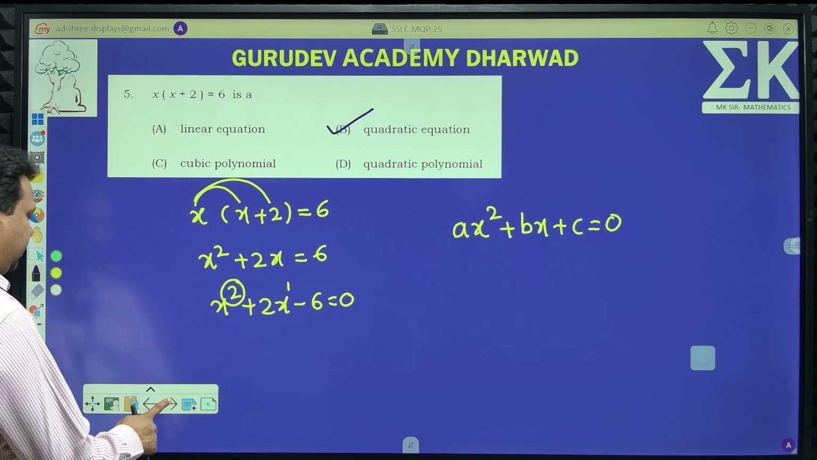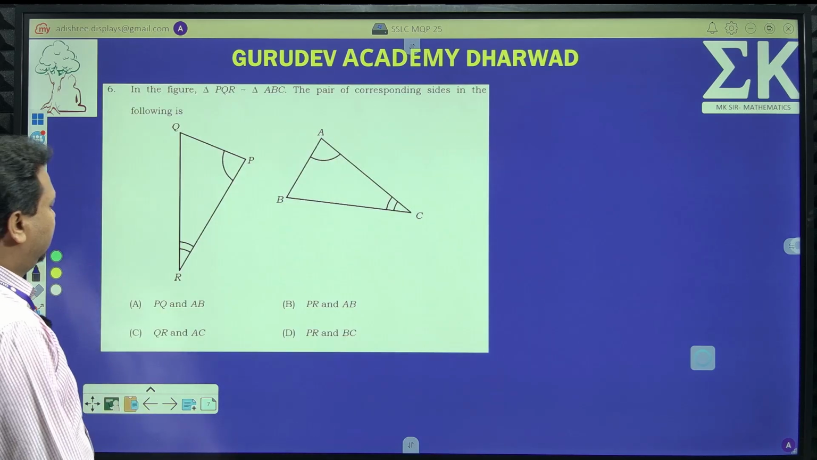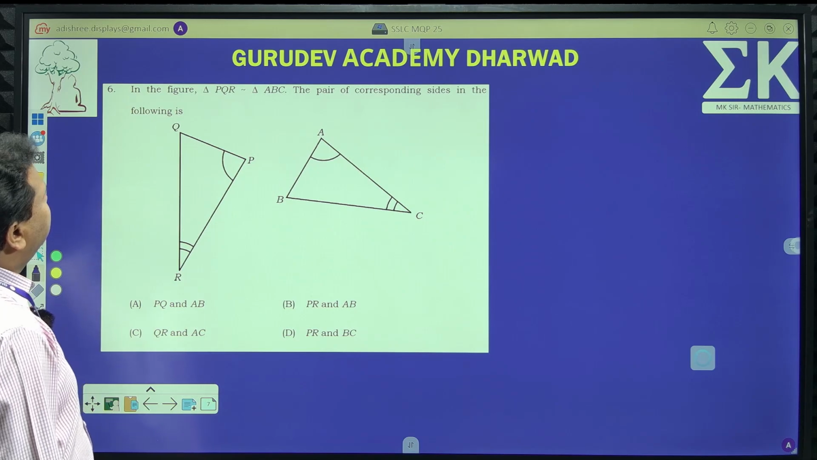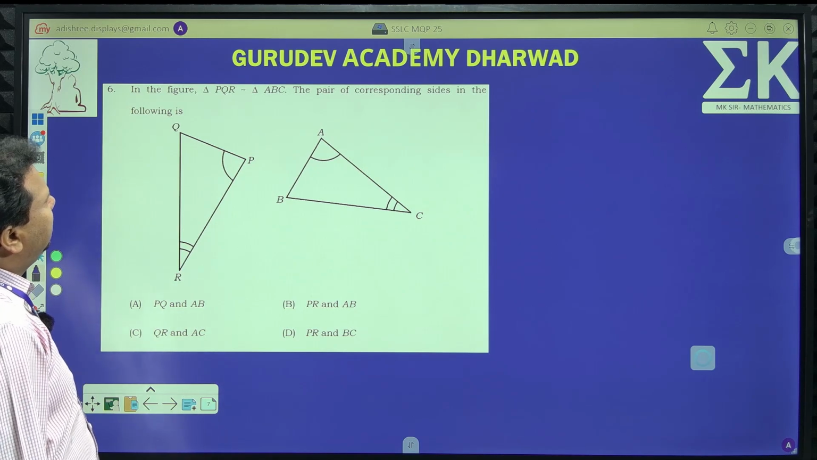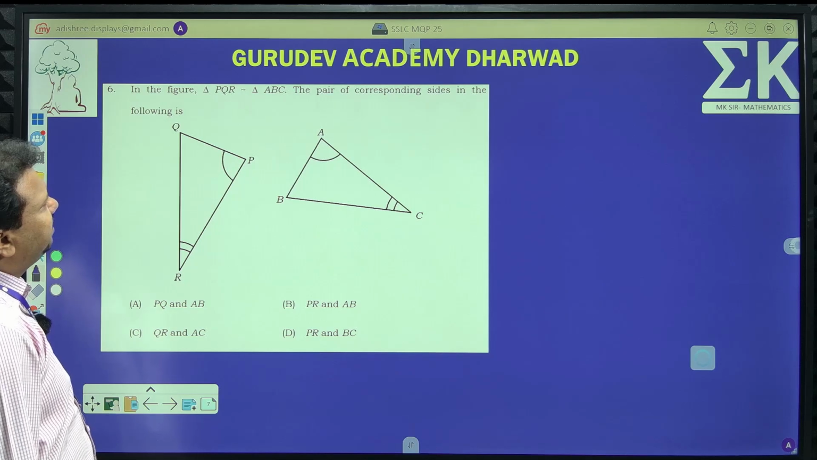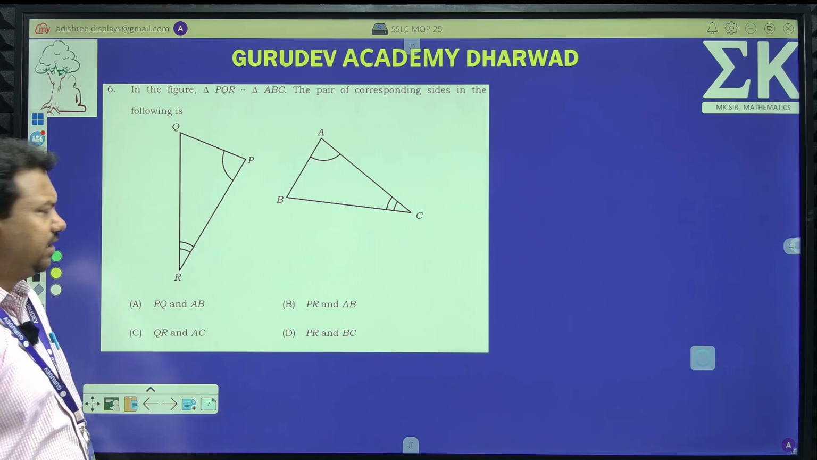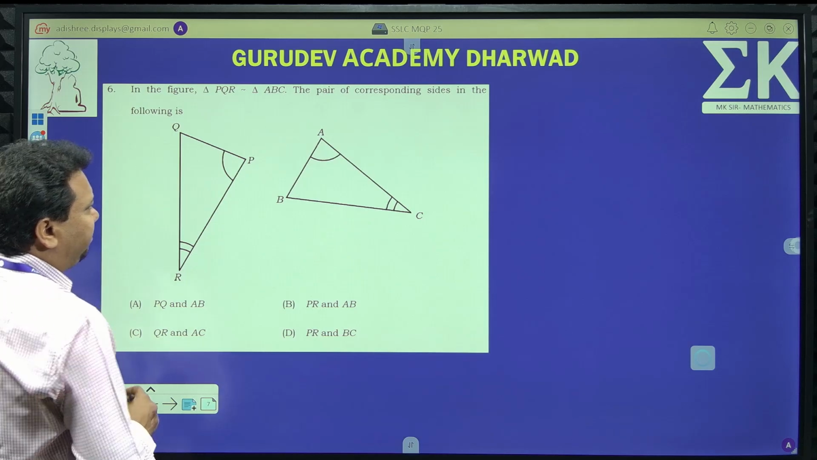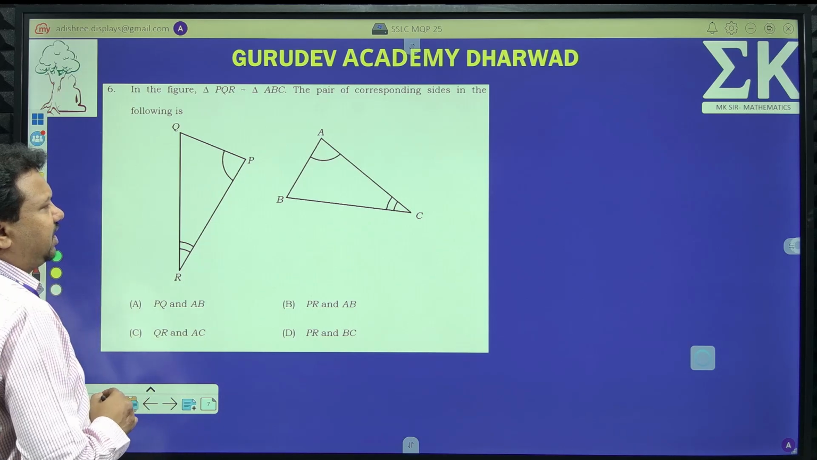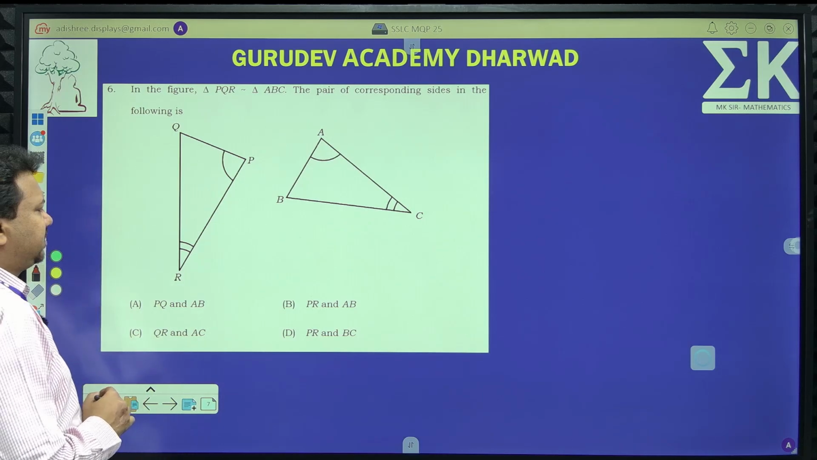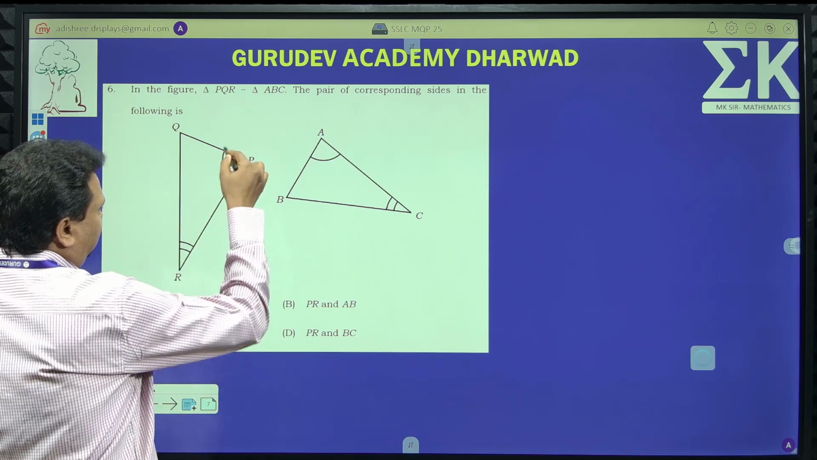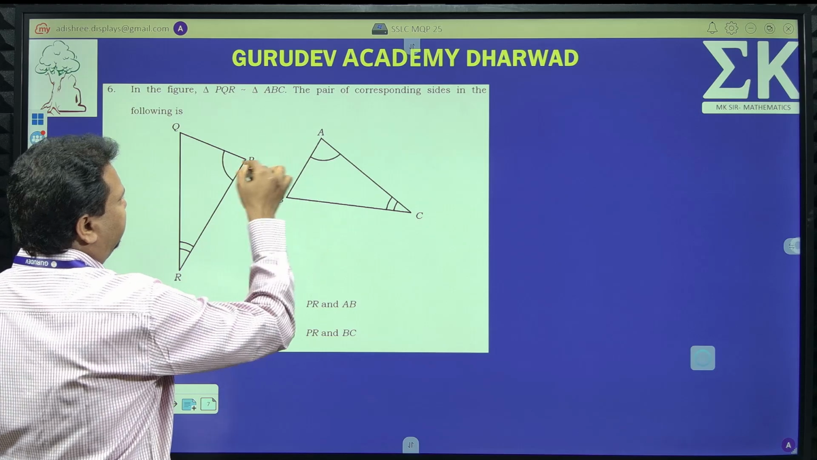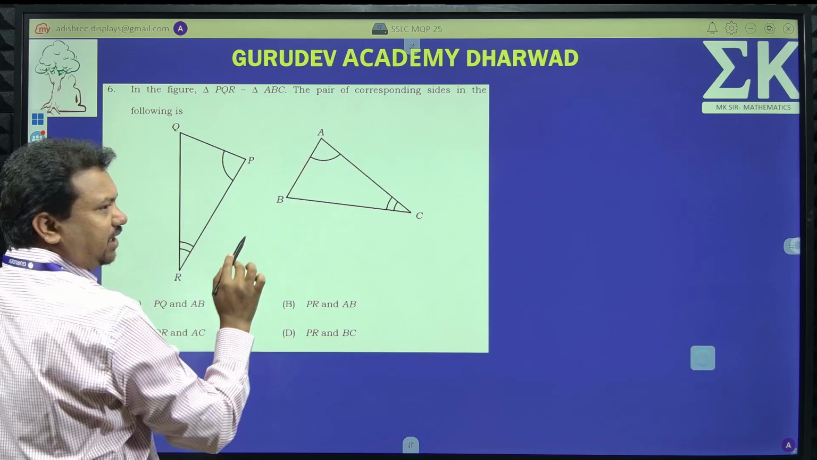Done. Let's go for the next one. In the sixth question, in the figure, triangle PQR and triangle ABC, which pair of corresponding sides is in the following, they have asked. You have to understand the pair. So, please try to understand, my dear students. Here, suppose I want to compare the corresponding angles and corresponding sides, P is marked with a single bracket, that is P and A are equal, correct?